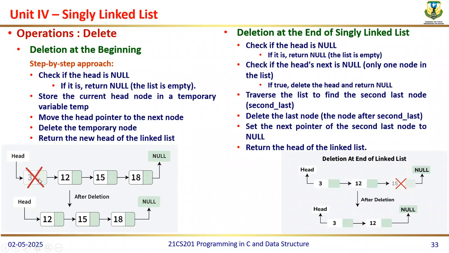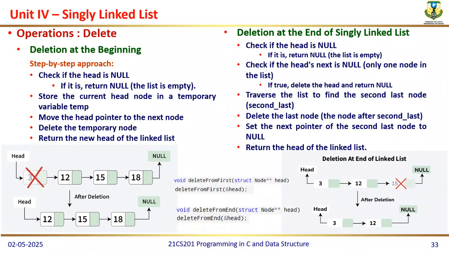So deletion at the beginning, another is deletion at the end. After that, the code also I have shown. For example, delete from first: the structure node with the head can be mentioned so that it is deleted. Similarly, delete from end: similarly we can mention that node so that it will be removed. Inside the operations, I will demonstrate the code.